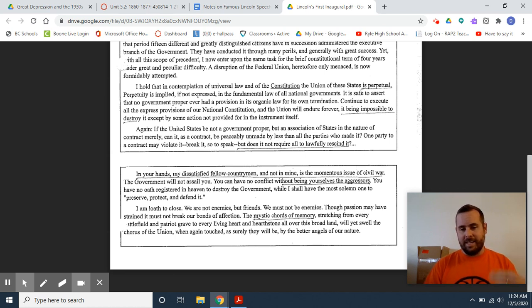In other words, he's saying to the South, the blood will be on your hands when this war is fought and over 600,000 Americans die. That's on his watch as president, but he's putting the onus, so to speak, on the South.